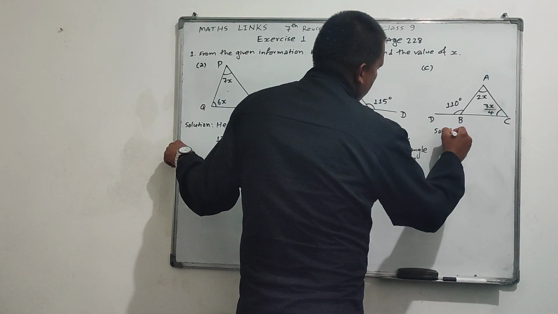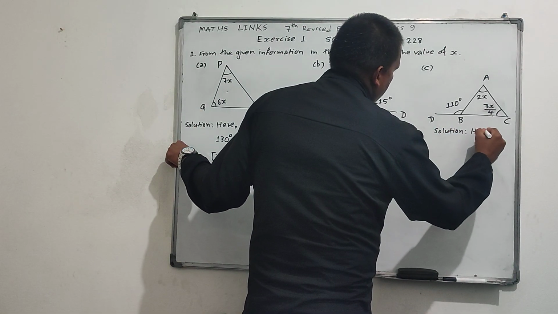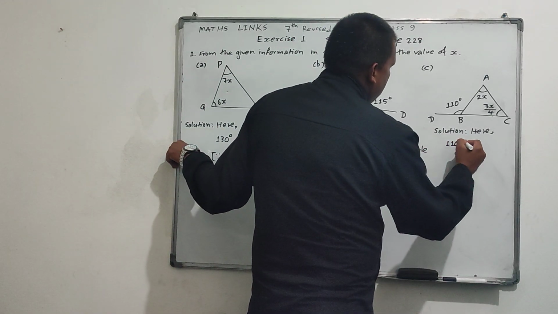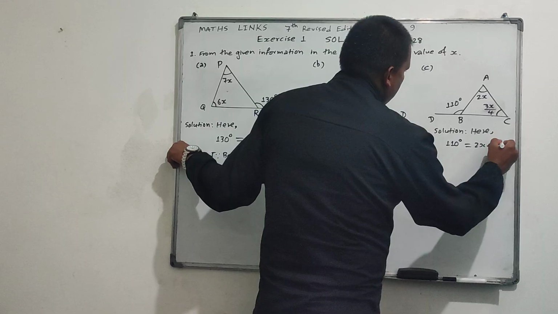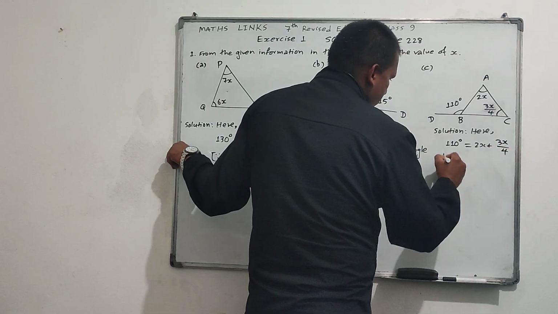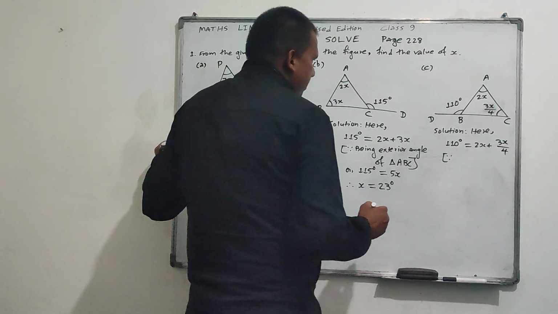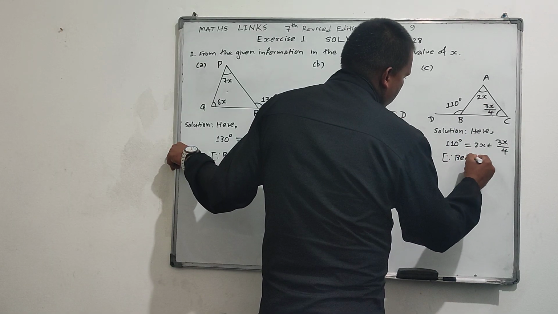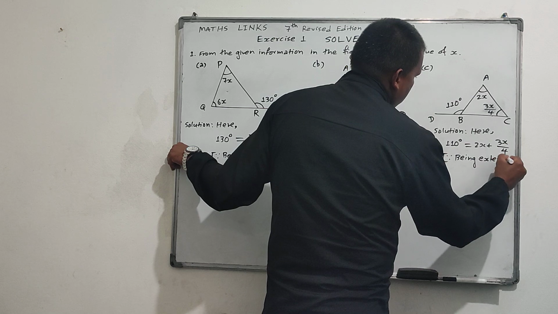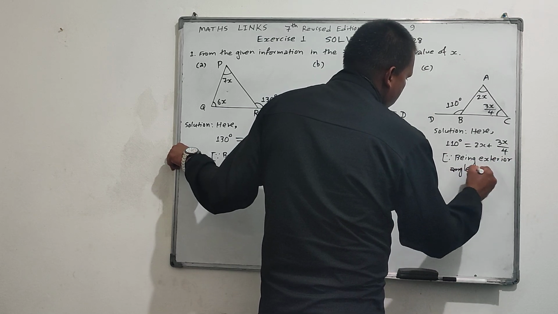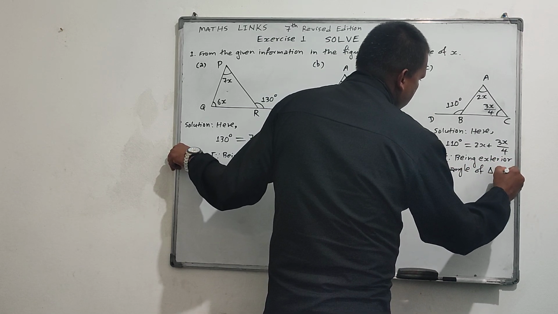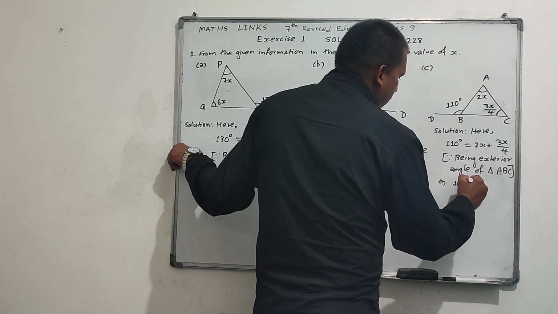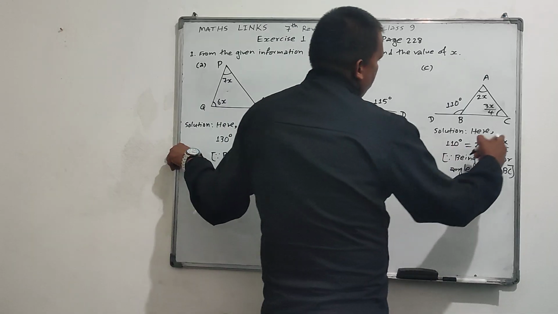So its solution here. Exterior angle 110 degrees equals 2x plus 3x by 4, because 110 is the exterior angle for triangle ABC. So being exterior angle of triangle ABC, or 110 degrees equals 2x plus 3x by 4.